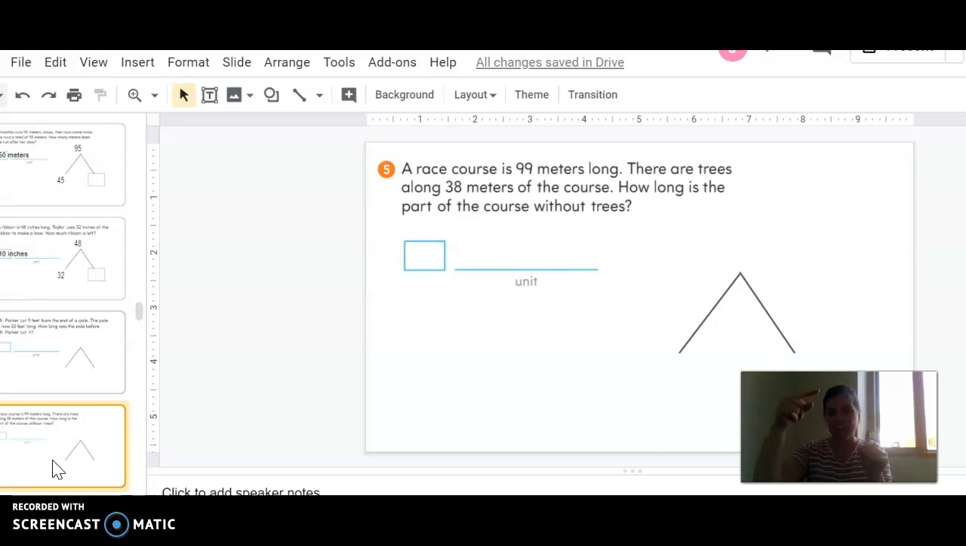There are trees along 38 meters of the course. So that's one of our addends. So you can either use your add up method or subtraction to solve. Go ahead and hit pause until you're ready for the next one.